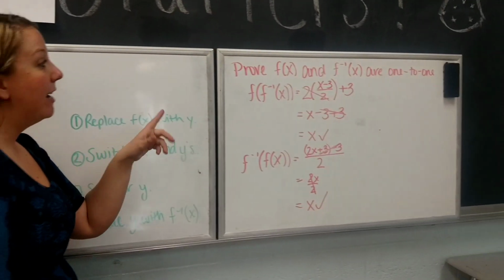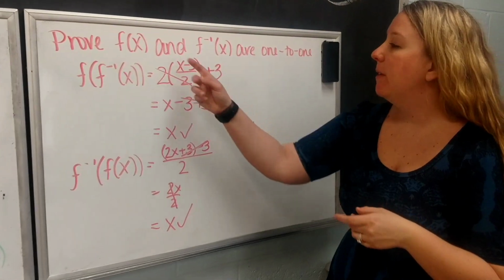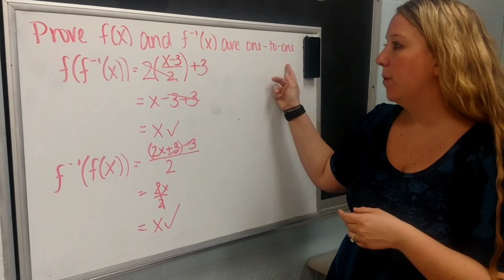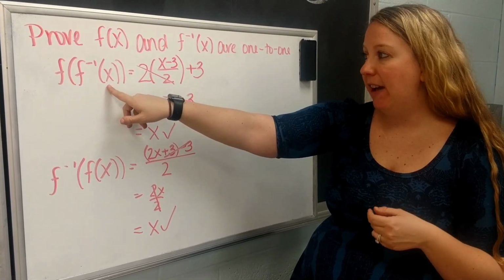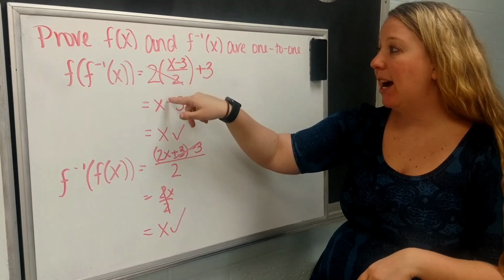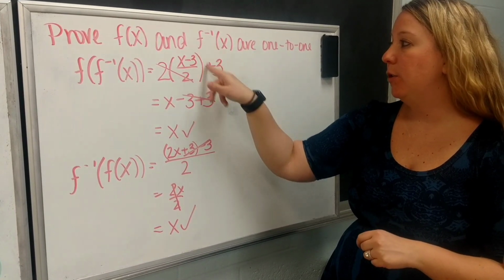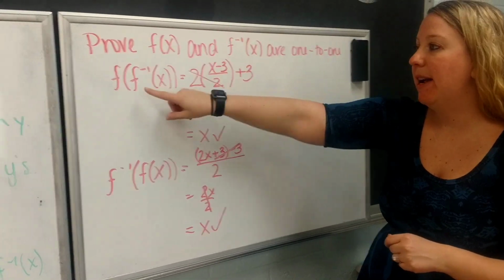Now on my next slide, we're going to prove that they're inverses and prove they're one-to-one. So I have to prove f of x and f inverse of x are one-to-one. So if I'm composing, I have f of f inverse of x. So I have 2 times x minus 3 over 2, plus 3, because I'm plugging in my inverse function for x in my f equation.